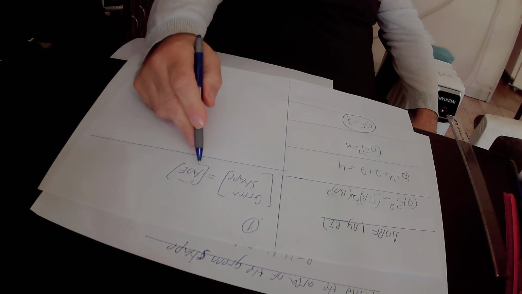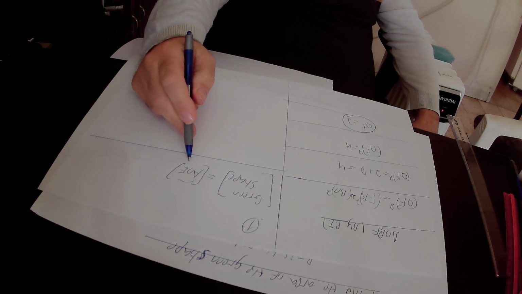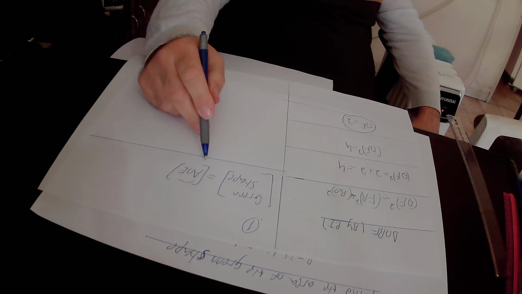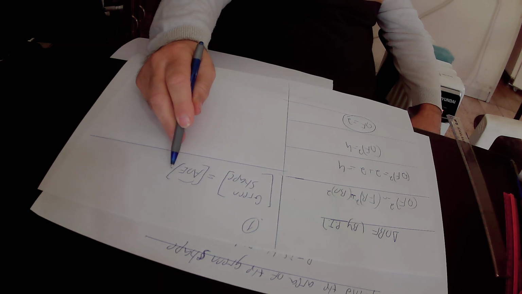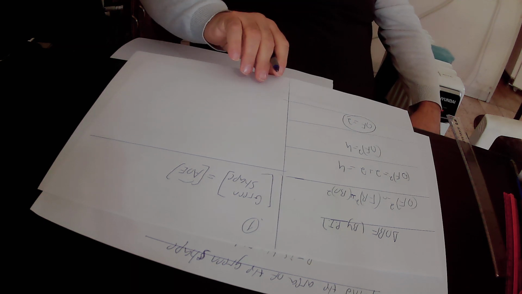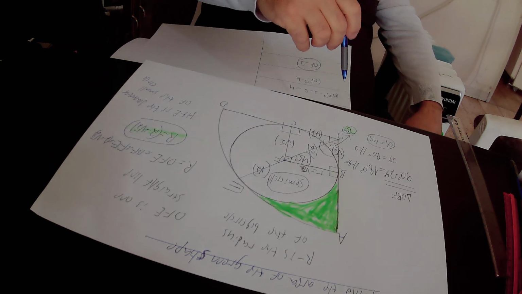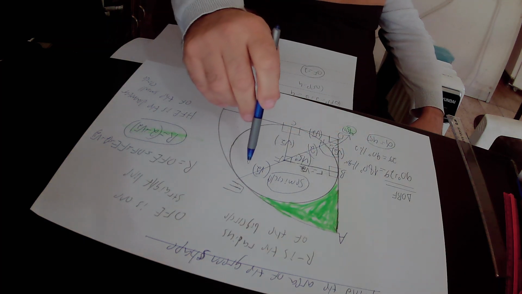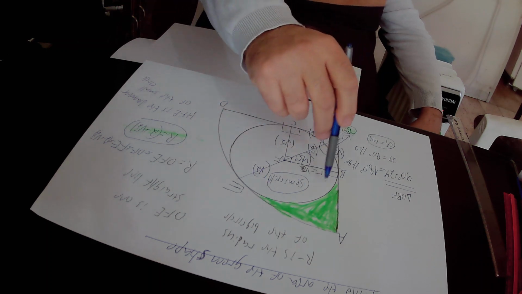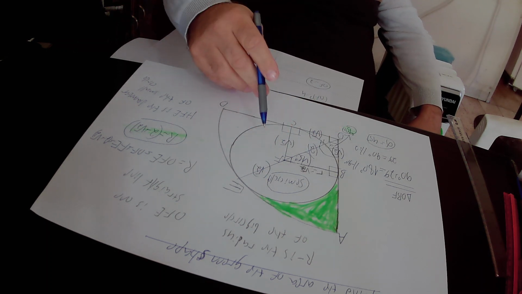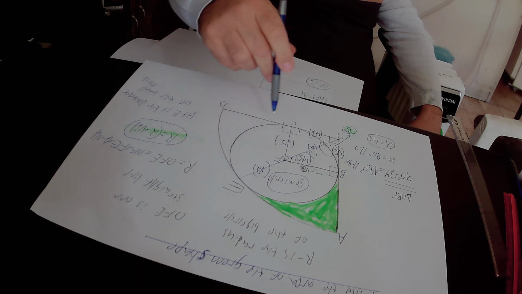Here, this line above AOE is the sign for a sector. It means sector AOE, and the square brackets is the sign for the area. So this expression means the area of sector AOE. So the area of the green shape in total equals the area of the big sector AOE, that is part of the big circle, minus the area of this small semicircle.